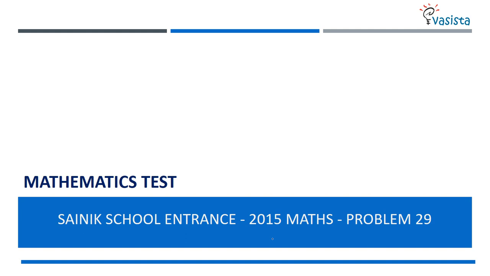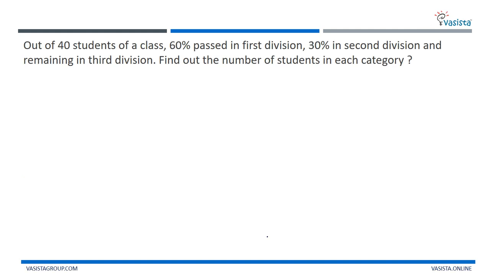Let us go with problem number 29 right here. Out of 40 students of a class, 60% passed in first division. Okay, first division, out of 40, that is 60%.